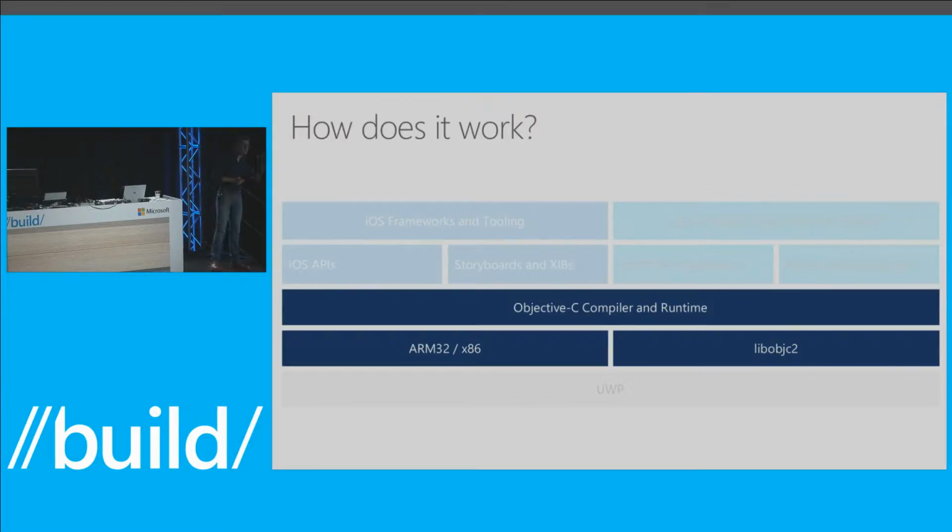Now, the Objective-C runtime that we use is an open source project called libobjc2. And it's really great, and we're going to talk a bit more about how exactly that works later on. But what it allows us to do is give you a full complement of debugging features in Objective-C in Visual Studio. So that's the first piece. That's our Objective-C compiler and runtime.